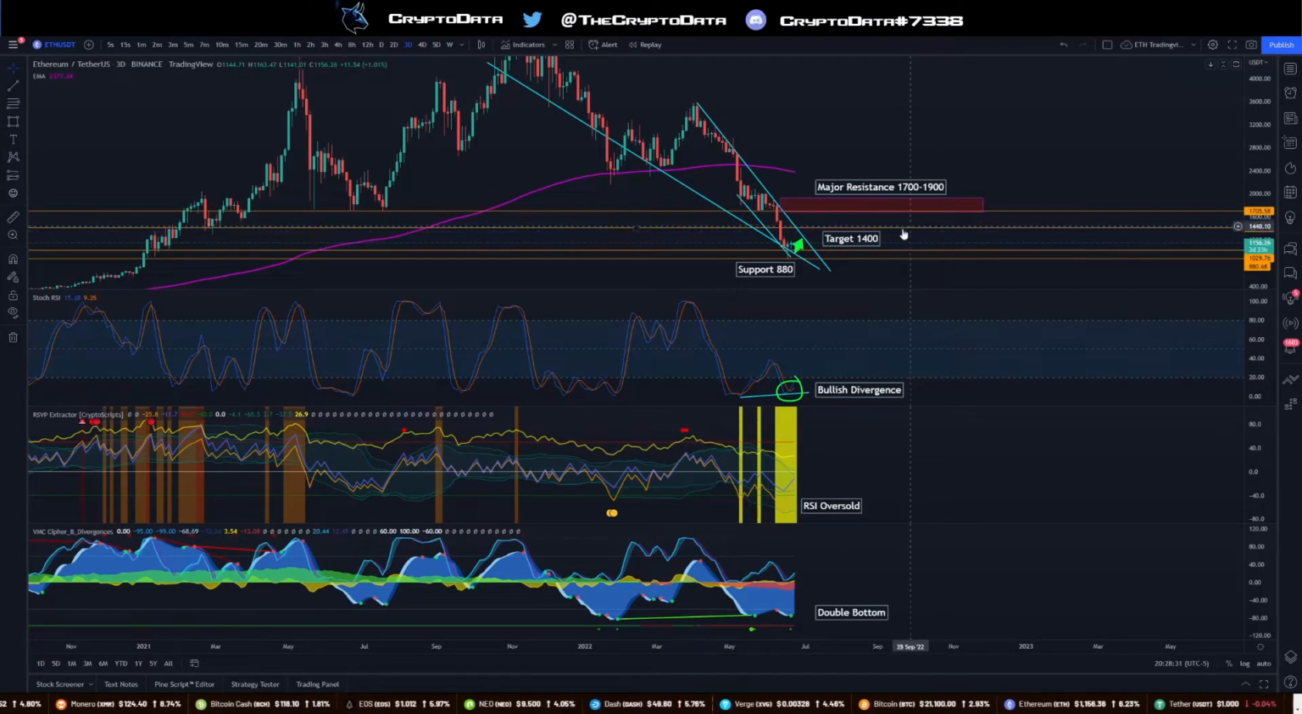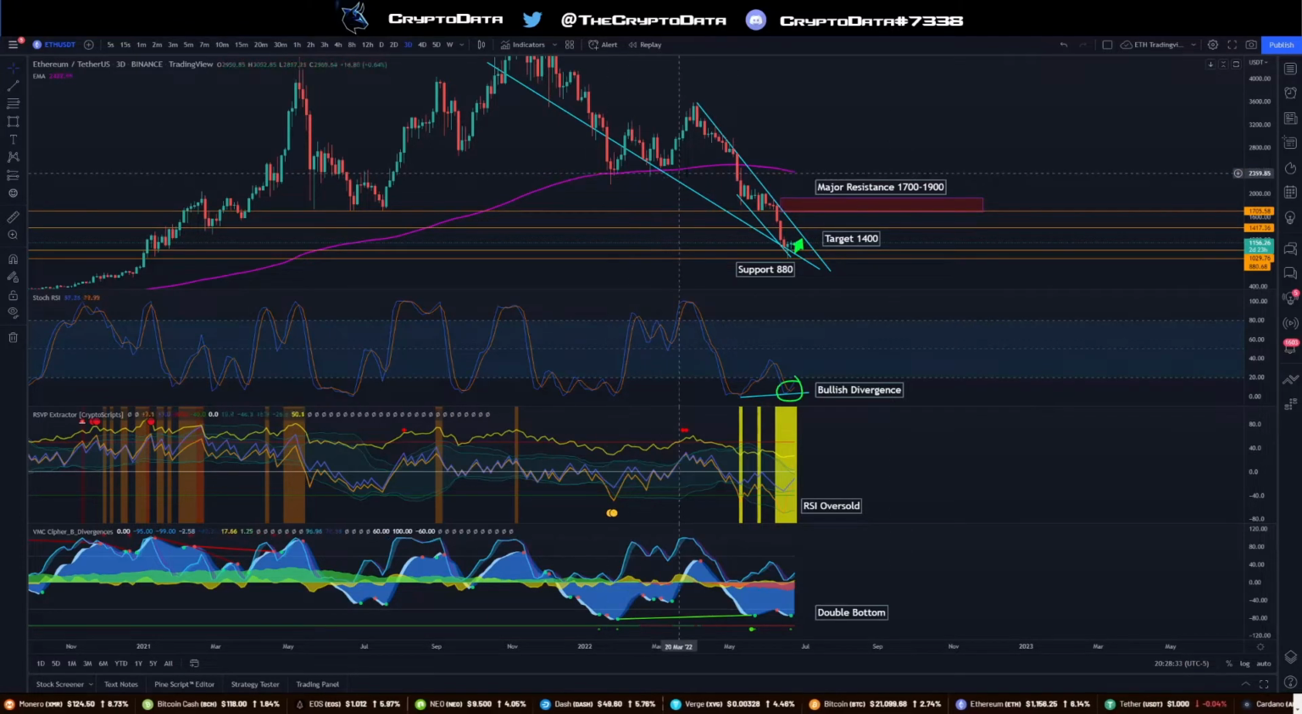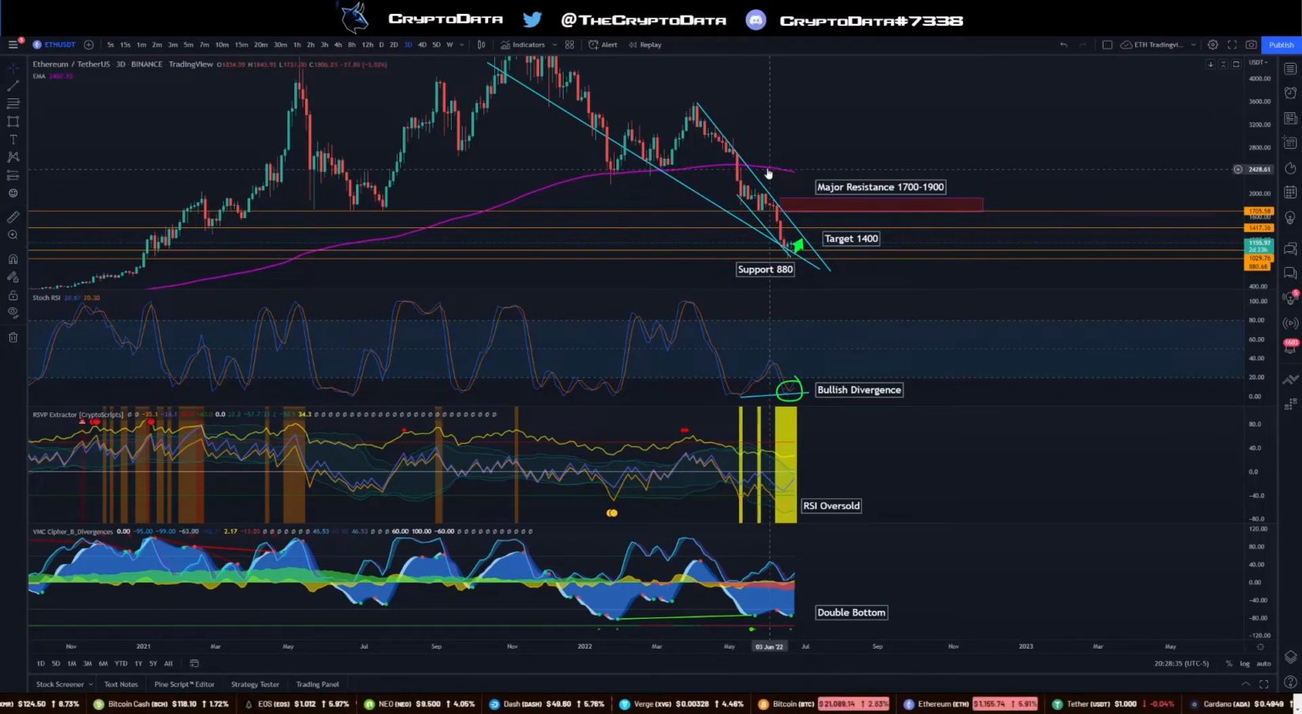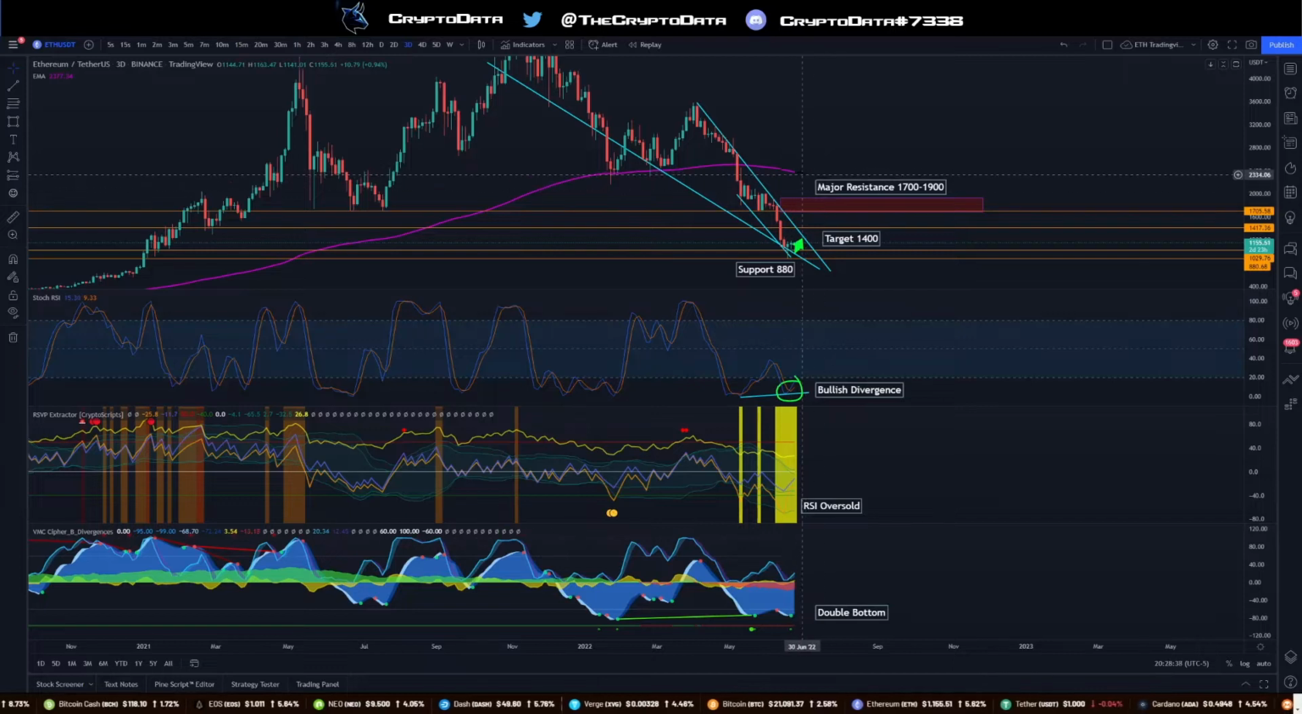So again, these are the levels I'm looking at, as well as the 200 EMA. This is the purple line here, or the pink, and it is looking to curve to the downside. So again, this could also act as another resistance if it gets to this 1900 level, depending how long it takes.